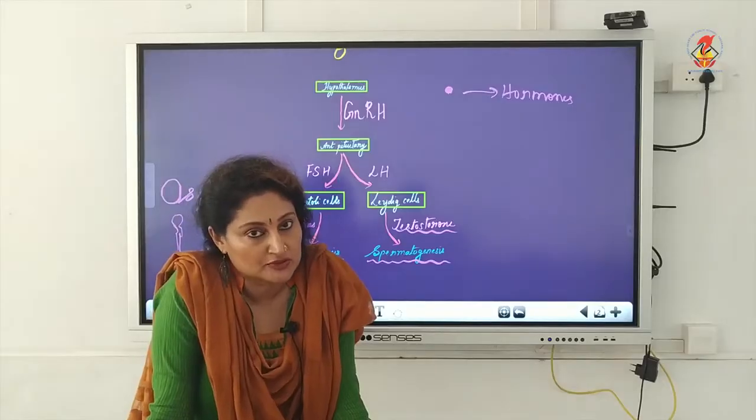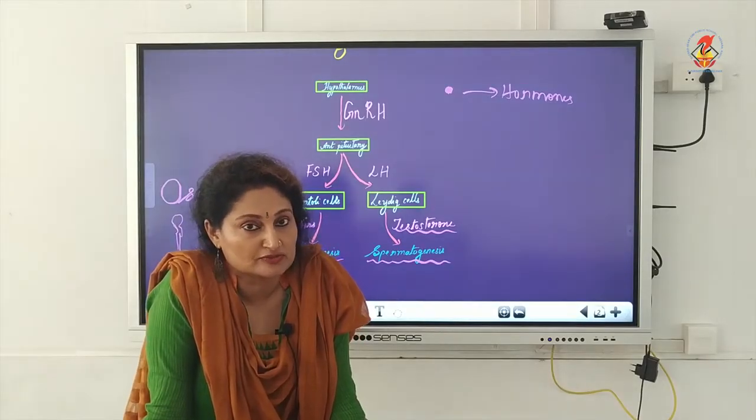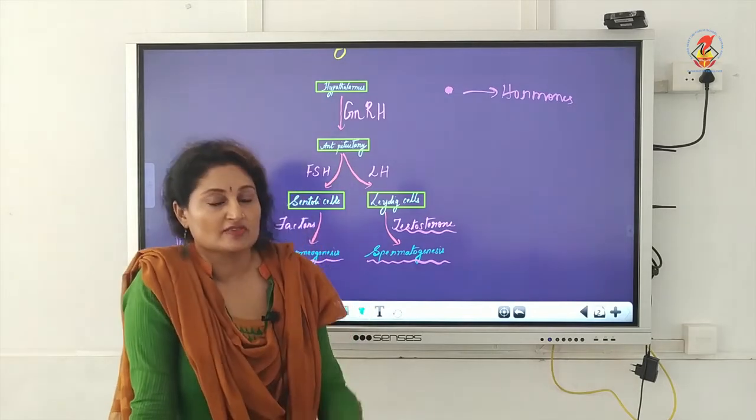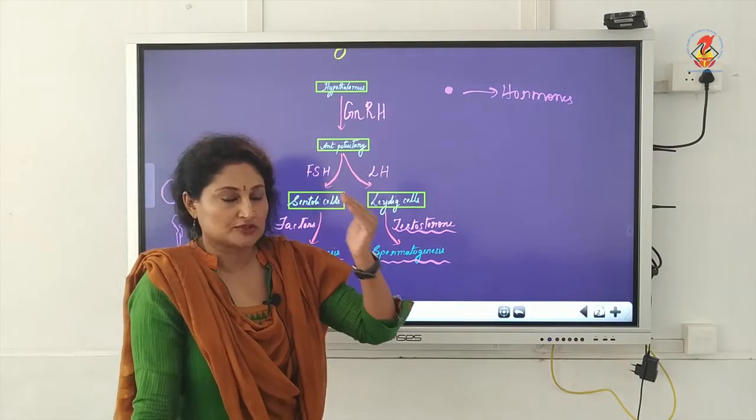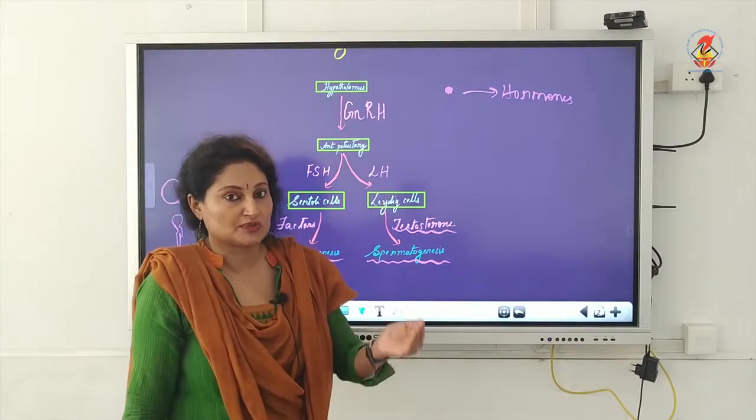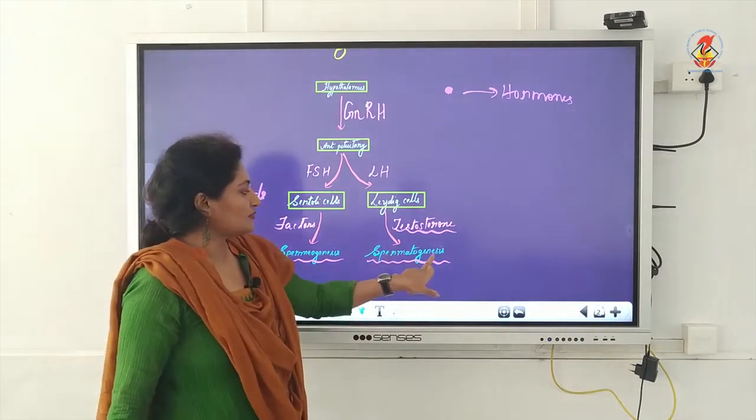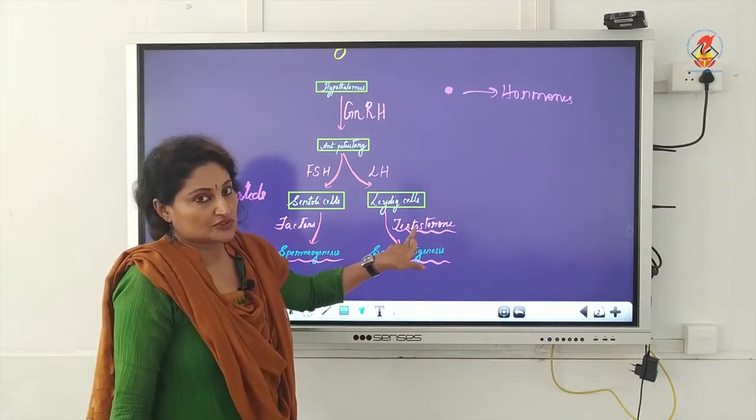We know what is spermatogenesis, the entire process of sperm formation, right from spermatogonia to primary spermatocyte to secondary spermatocyte to the formation of spermatid and finally sperm. So this entire process is under the control of testosterone.